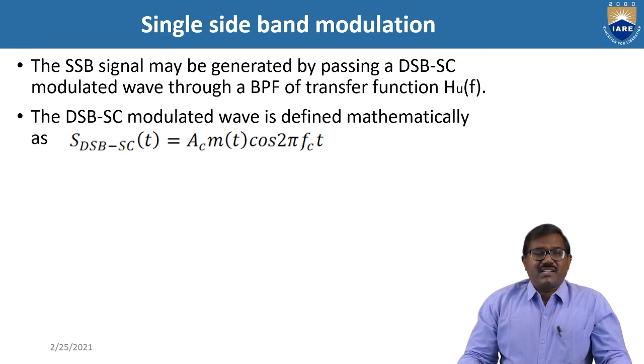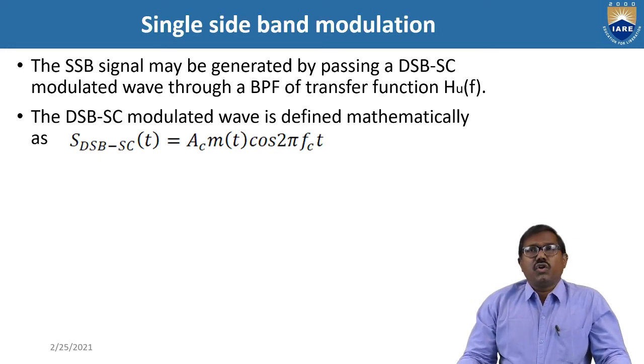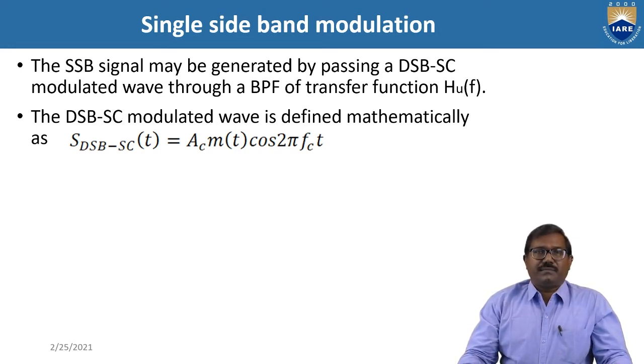So c(t) is the carrier signal, which is equal to Ac cos 2πfct, and m(t) is the message signal. So this is our DSB-SC. Now we are sending this DSB-SC through a bandpass filter.